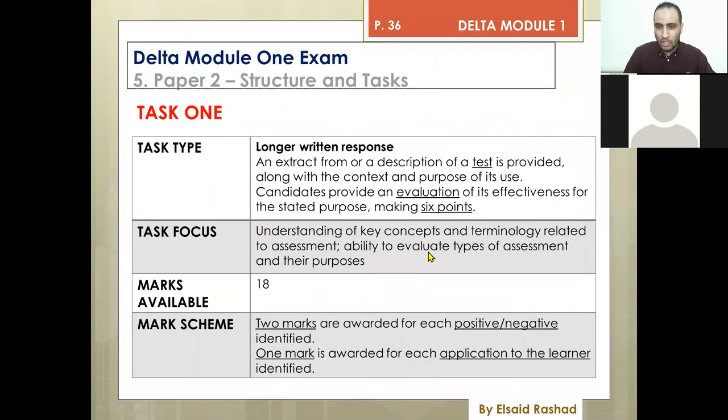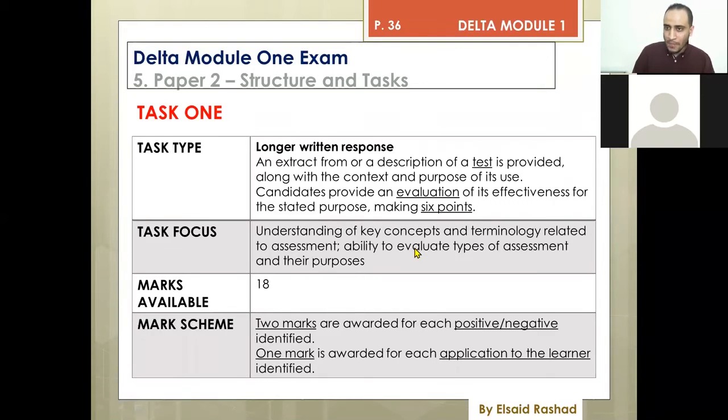And let me ask you a question here to make sure that you are on the right track. How many tasks do we have in paper 2, in module 1, paper 2? Please type down in the chat box. Yes, 3 tasks. So let's move on to paper 2, task 1.